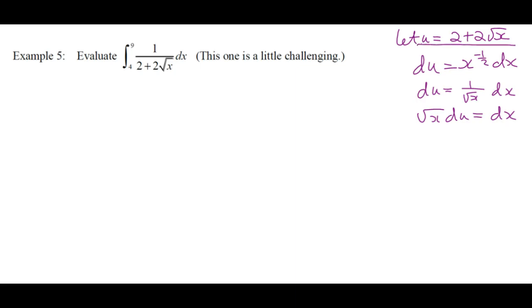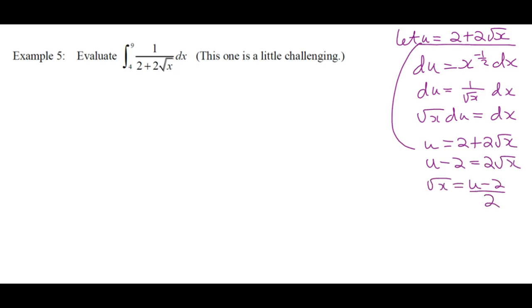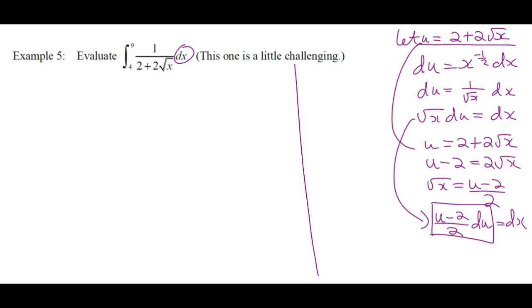I can do that because I know that u is equal to 2 plus 2 root x. So u minus 2 is equal to 2 root x. So root x is u minus 2 over 2. Bringing this down, it means I have u minus 2 over 2 du is equal to dx. So now if I'm going to do u's, then I should redo my bounds of integration. So when x is equal to 4, u is equal to 2 plus 2 root 4, which is 2 plus 2 times 2, which is 6.